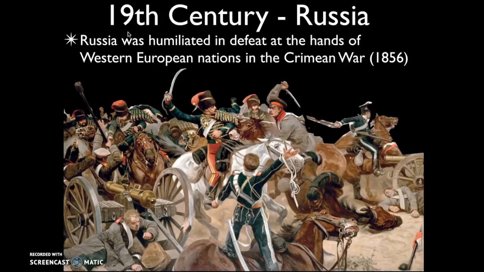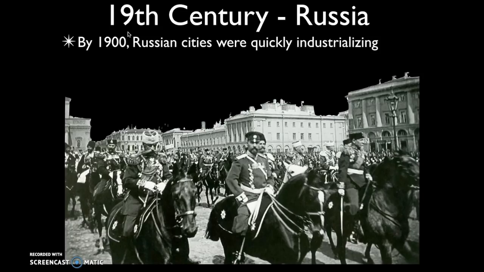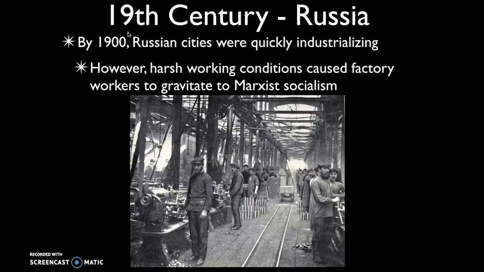And as we saw a lot of in the 19th century, if you can't beat them, join them. And so we see Tsar Alexander II dictating some reforms, freeing the serfs, and encouraging more state-sponsored industrialization. Now, by the 1900s, the state-sponsored industrialization was taking place mostly in Russian cities like Moscow and St. Petersburg. And you can imagine that working in Russian factories, no bueno. So these harsh working conditions caused many factory workers to gravitate towards Marxist socialism. Many of them began to riot and protest.